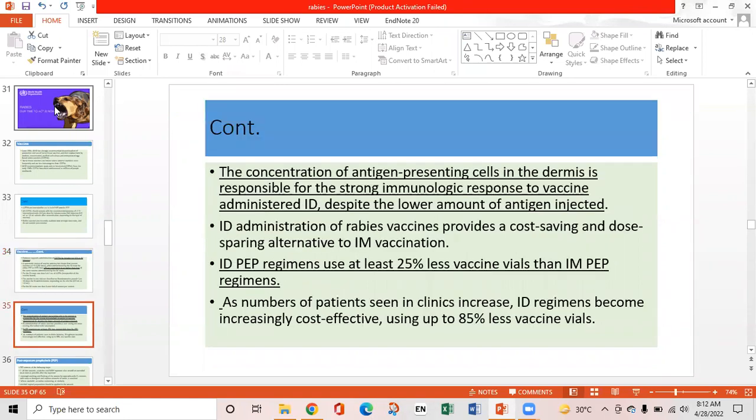The concentration of antigen-presenting cells in the dermis is responsible for a strong immunologic response to the vaccine administered, despite the lower volume of antigen injected. Intradermal administration of rabies vaccine provides a cost-saving and dose-sparing alternative to intramuscular vaccination. Intradermal post-exposure prophylaxis regimens use at least 25% less vaccine. As the number of patients seen in the clinics increases, the intradermal regimen becomes increasingly cost-effective, using up to 85% less vaccine.